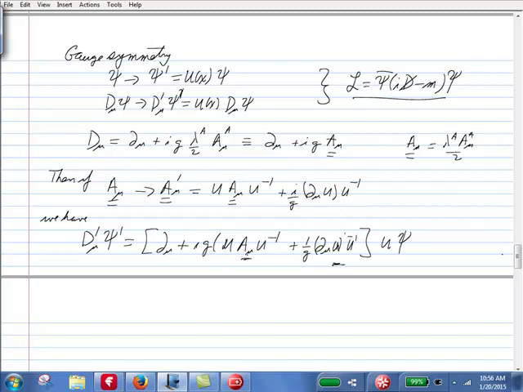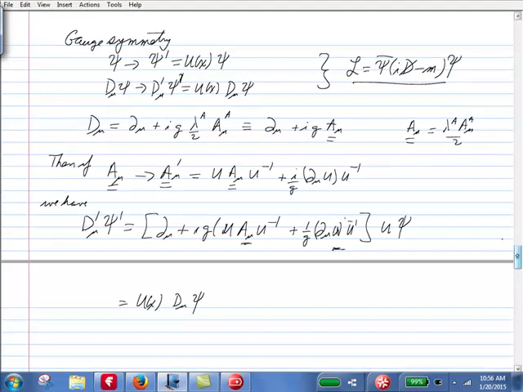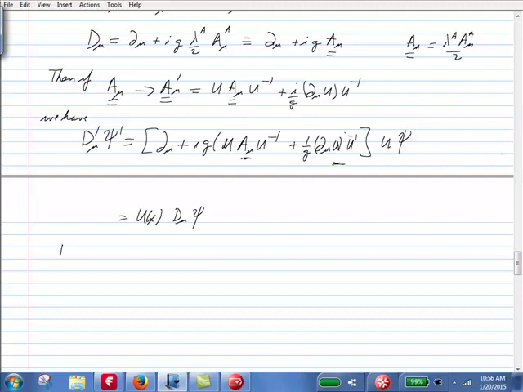The piece where U is not acted on by the derivative comes out to the front. This then is U of x D_mu psi. So what I've shown then is that D prime_mu is U D_mu U dagger, or U^-1, it's the same thing. And I've got my invariance.